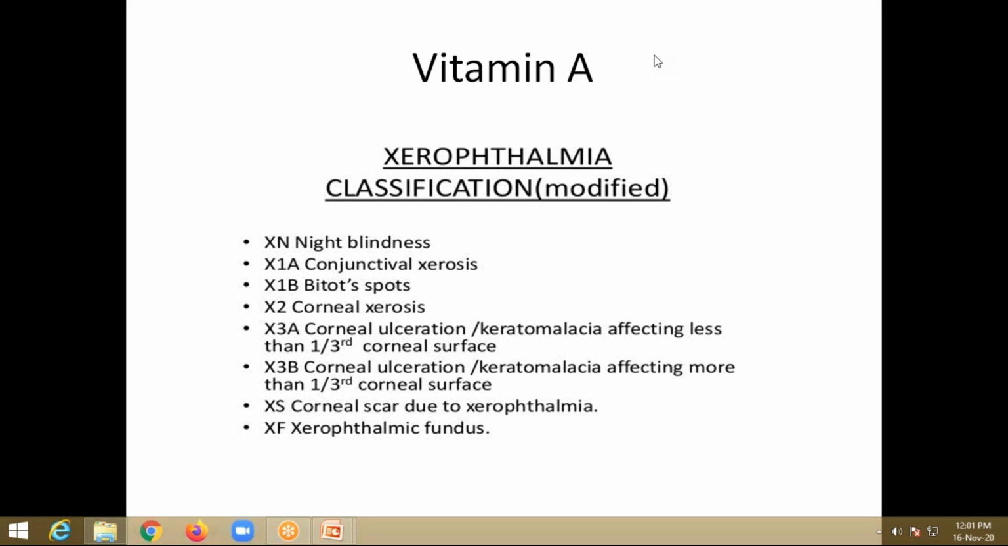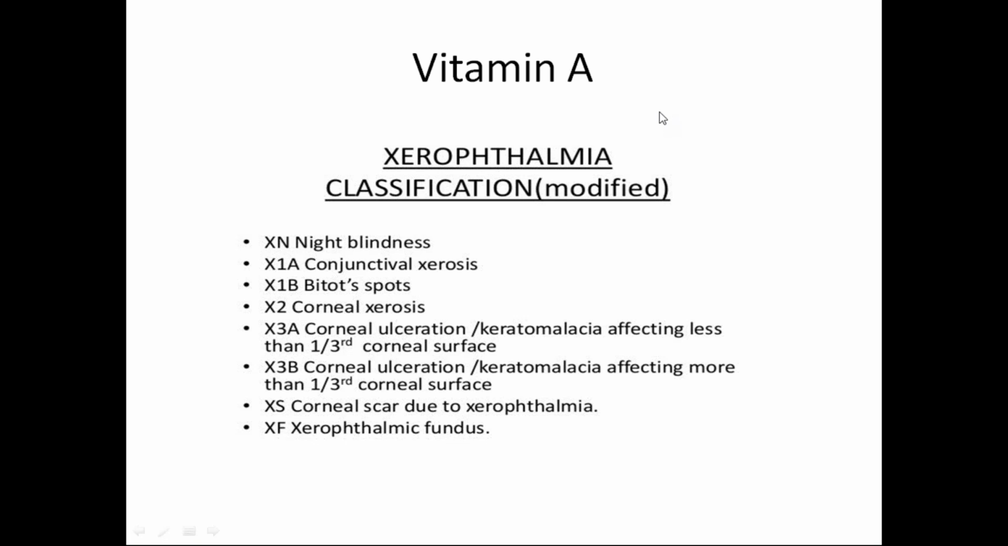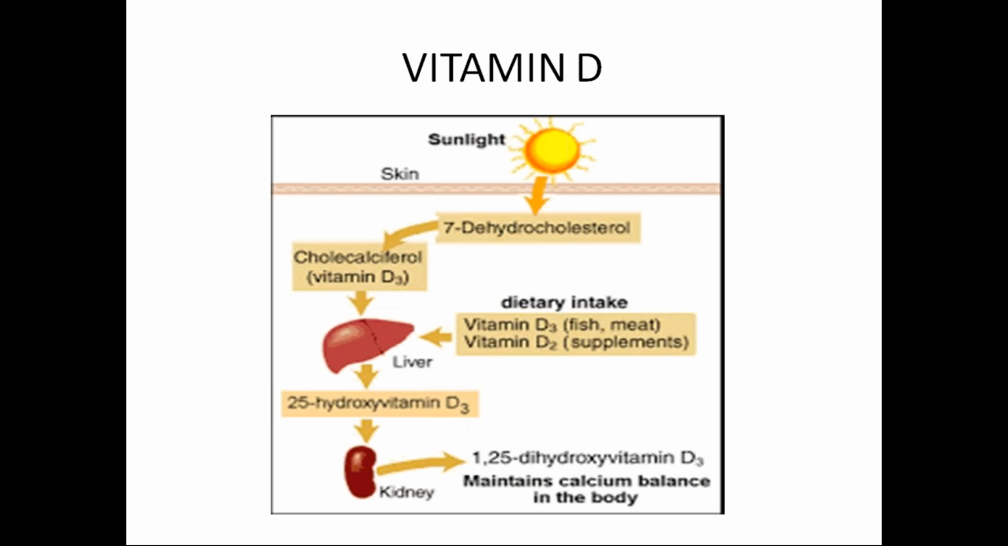So that is about vitamin A. This WHO classification is important for you and it is a short note question. So next, the fat soluble vitamin is vitamin D, a very important vitamin among the fat soluble vitamins. So how is vitamin D formed in our body? The external sources of vitamin D are very low, so how is it formed?